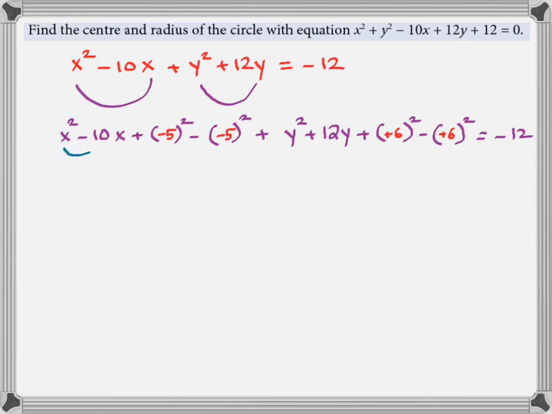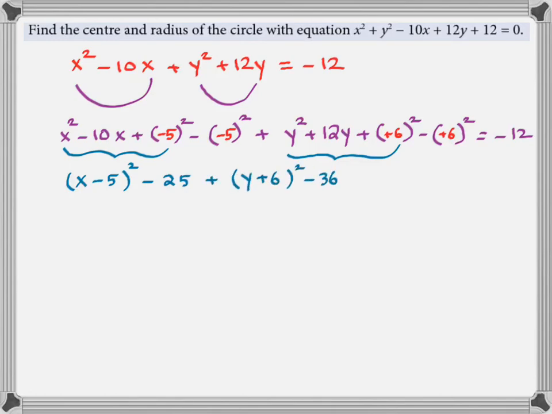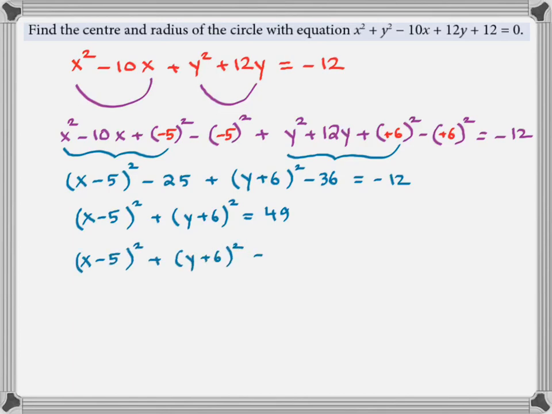Now let's look at the process. (x minus 5) whole square, (y plus 6) whole square, and now take all the constants to the right hand side. Isn't this the equation of a circle? (x minus 5) whole square plus (y plus 6) whole square is equal to 7 square.